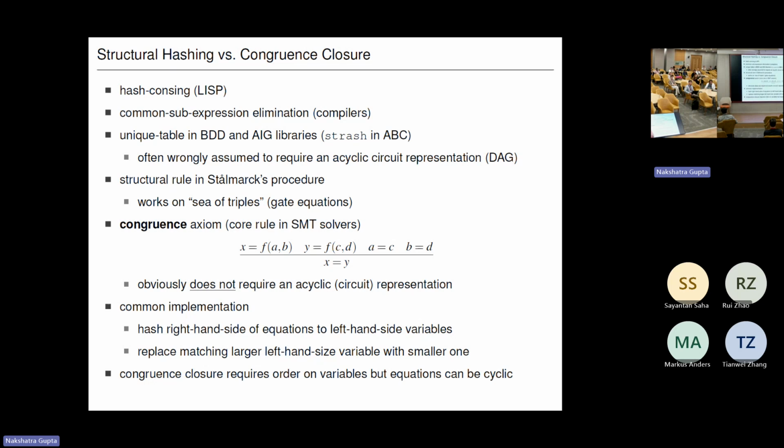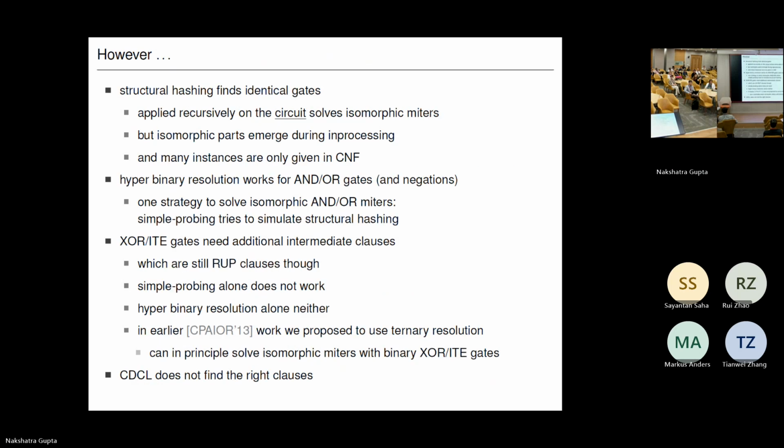And this uses hash tables. This is why in AIGs you hash the right-hand side to the left-hand side, and then if you find another right-hand side, you look it up and see whether it's already a left-hand side in the hash table, and if so, you know that it can replace one by the other.